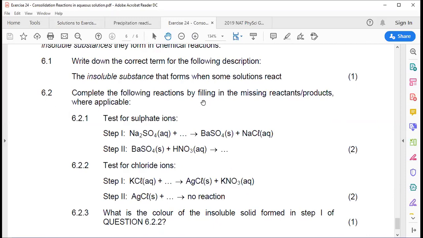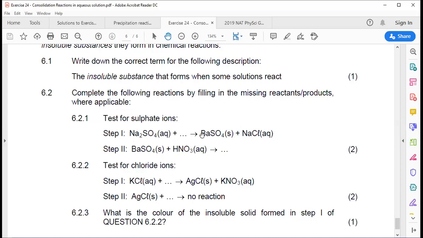Complete the following reactions by filling in the missing reactant or product where applicable. So we look at the first one, 6.2.1, test for sulfate ions. You've got your Na2SO4, aqueous, plus something that is missing here that we need to add to give you barium sulfate plus sodium chloride. So what are you going to do? You check what is missing here. I've got sodium this side. I've got sulfate here. What I did not mention is your barium and your chloride. So the answer here becomes barium chloride. Do you see what I've done here?